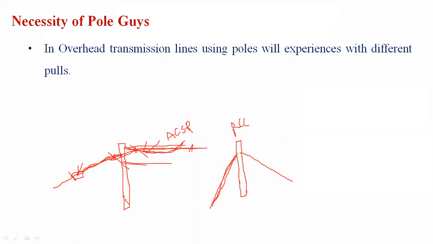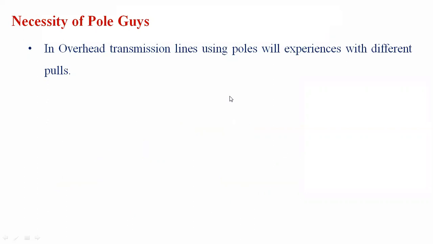It should not be tilted at an angle in any position. Initially, at the time of erection, the pole is at an angle of 90 degrees. After that, the position may change, to either 95 or 100, 110, and so on. For that purpose, they use the pole guys.